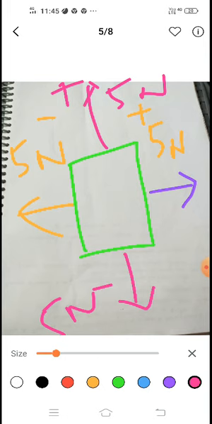Why? Because they are equal and opposite to one another. Okay, they are equal and opposite to one another, by which they cancel off. But if they are not equal, the book will move to the direction in which there is more force.